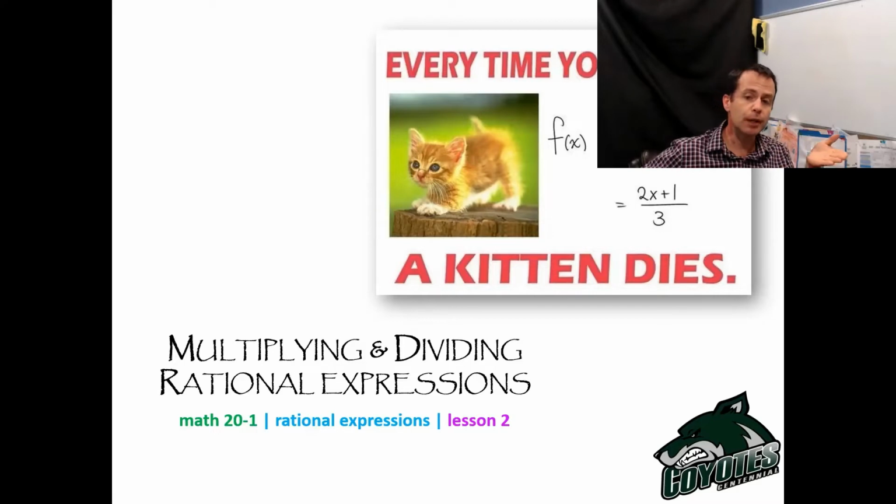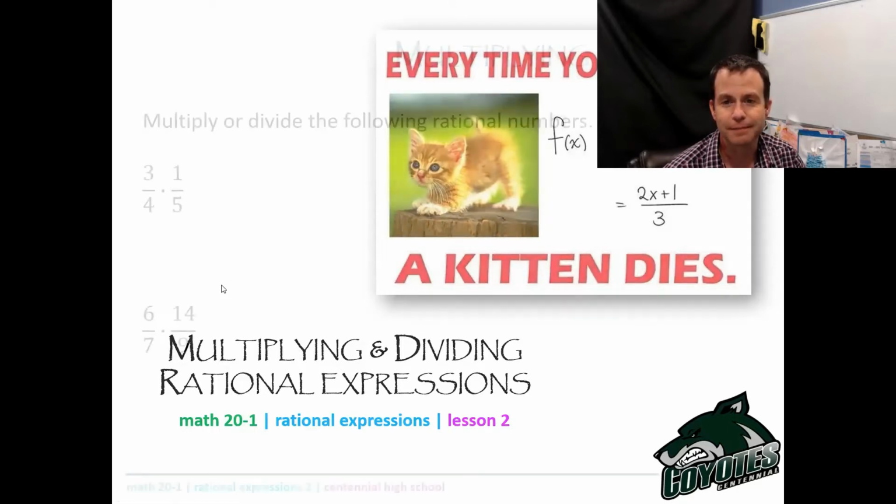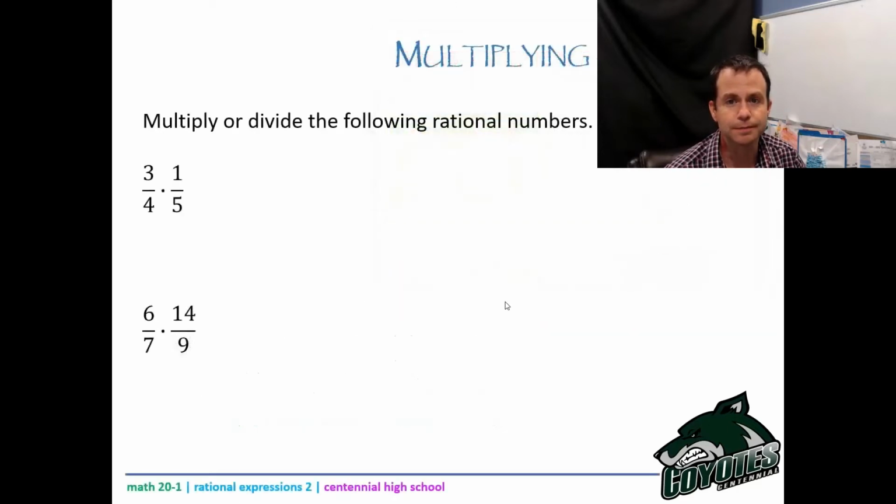Okay, so now we're gonna look at multiplying and dividing. And to do that, really what we need to do is just review how to handle fractions, multiplication and division. And then we'll throw in some polynomials at the same time, okay? It'll be super awesome. Okay, so multiply or divide the following rational numbers. So I've got 3/4 times 1/5.